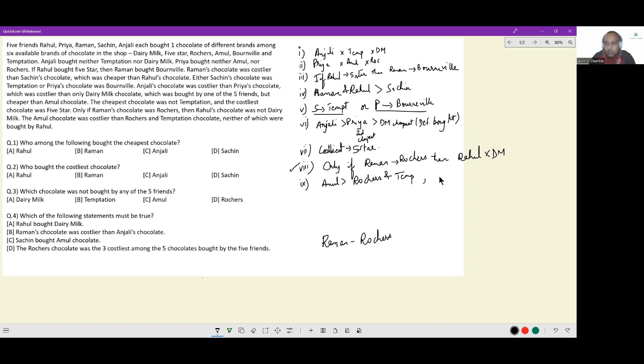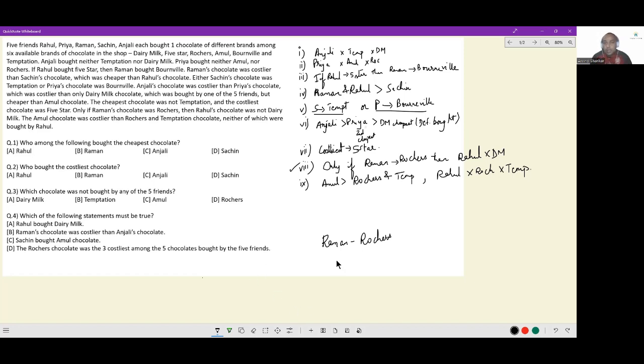The next point we know is Rahul did not buy Rochers and did not buy Temptations. Neither of which were bought by Rahul. Okay, this is the end of all the instructions that we have. Now we have these 10 points to consider. Instead of looking at the paragraph, we can look at these 10 points and we can do our work.